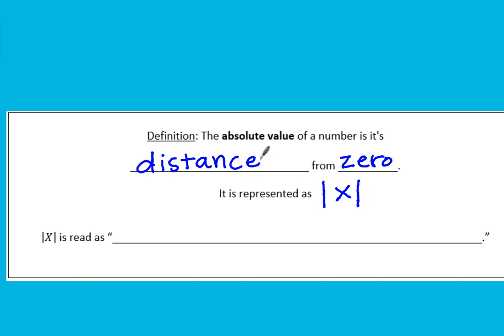When you see something like that, where you have the absolute value bars and a number inside, you would read it as the absolute value of x. X could be any real number in there, like 1, 2, 3, -1, -2, -3, any sort of decimal or fraction.